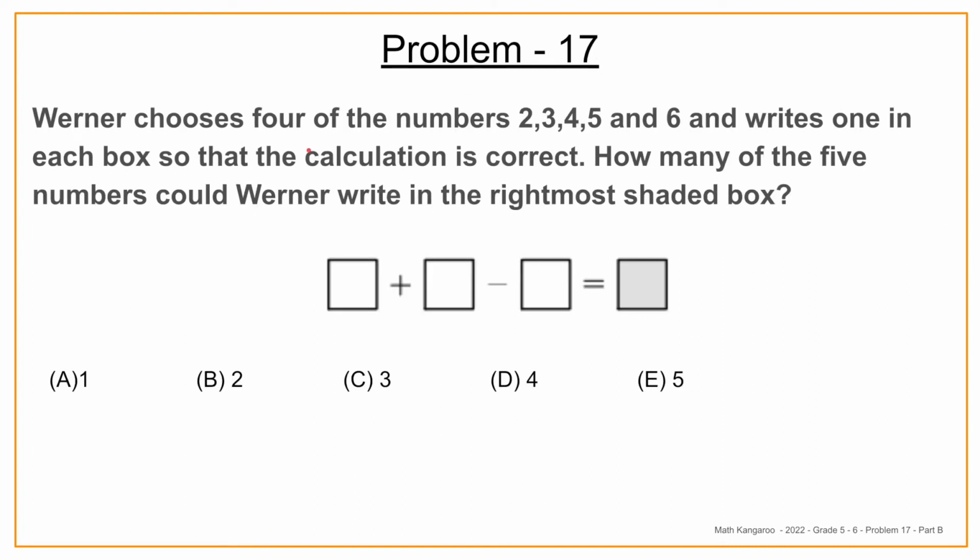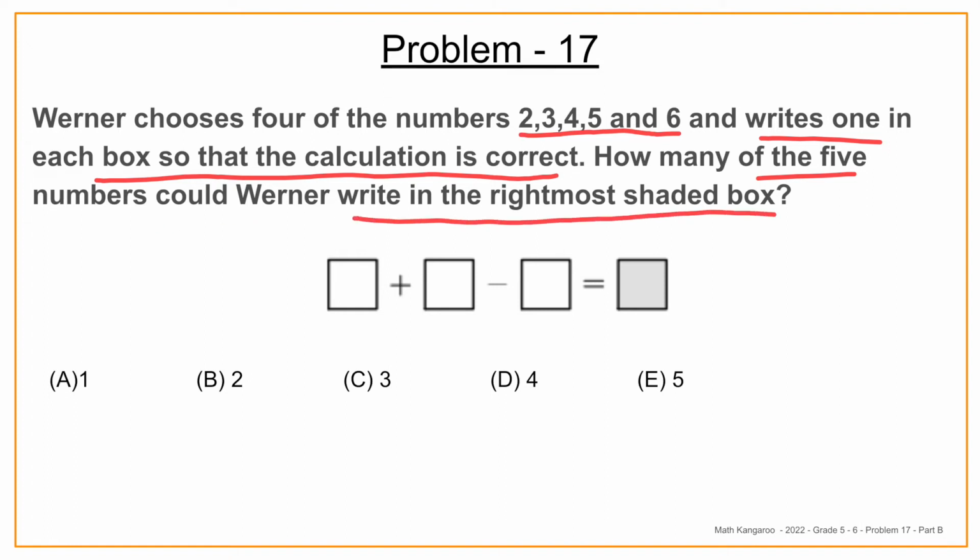Problem 17. Werner chooses 4 of the numbers 2, 3, 4, 5 and 6 and writes 1 in each box so that the calculation is correct. How many of the 5 numbers could Werner write in the rightmost shaded box? These are our boxes with the operations in here and these are our options.